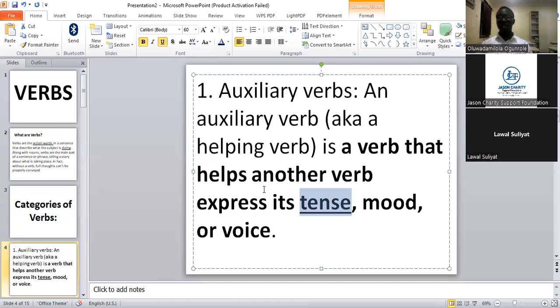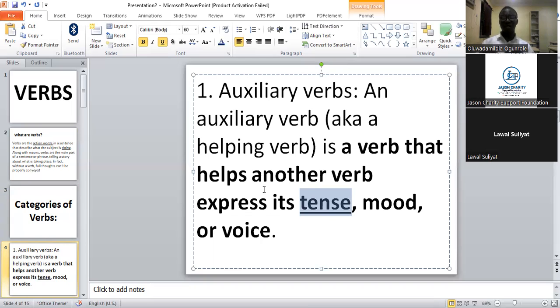Now, when we talk about tense, that is when we're talking about time in our expression. Tense means that you're talking about past tense, that is things that have happened before, present tense, things that are happening now, and things that will happen later, that is the future tense. It is the verb that is found in this form. They are expressed in tenses.